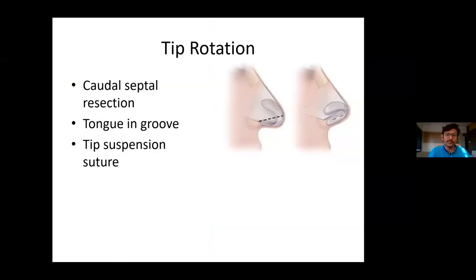Now coming to tip rotation. Now by definition, tip rotation means upward rotation. So how do we have to achieve this? This can be achieved by various means, by various ways. You can achieve it by caudal septal resection. You can achieve it by a tongue in groove technique, or in minimal cases, you can also use a tip suspension suture in some cases.